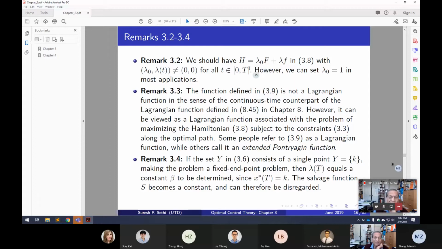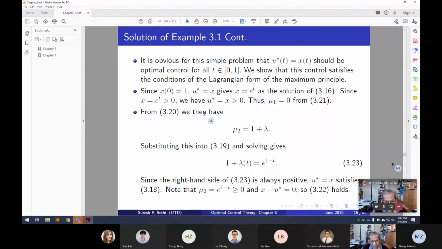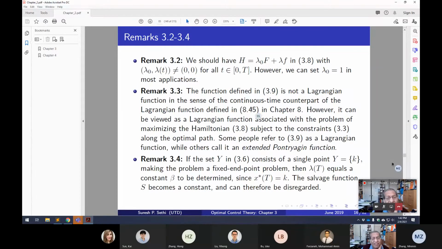Problems where these things happen are pathological problems. In the literature, they call our problem a normal problem, and anything that is not normal could have lambda 0 equal to 0. Those are not the problems we are interested in. Because the Lagrangian function is the Hamiltonian and not the Lagrangian of the original problem, some purists don't want to call it the Lagrangian. They call it the extended Pontryagin function. I'm just going to keep it as the Lagrangian, and most of the books do that. But there are those who don't want to do that. So be it.